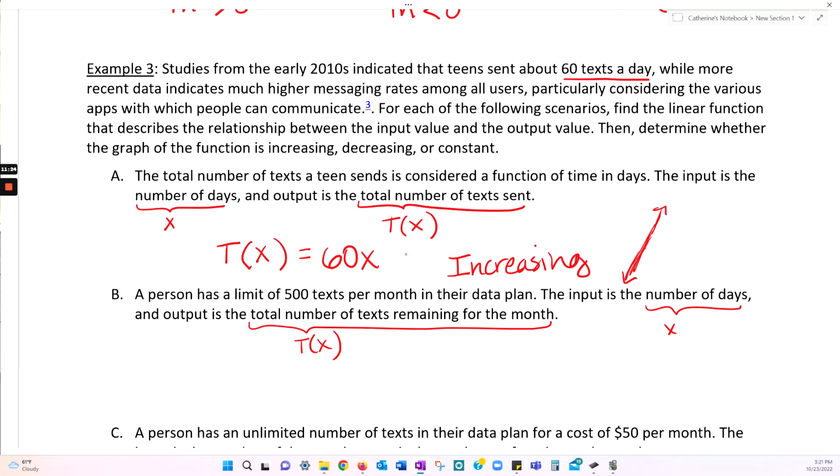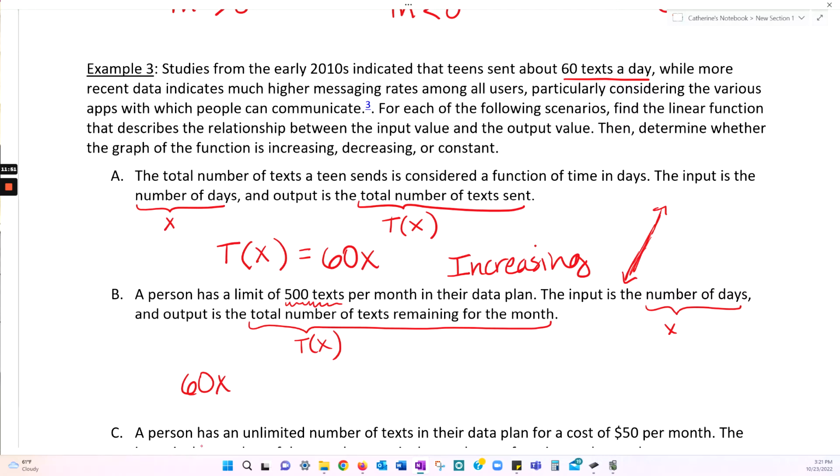So we're still assuming that our teen is sending 60 texts a day. So we're still working with 60 texts a day. So something to do with 60x somehow. But we've got to somehow work in this 500. We have a limit of 500 texts a month. I don't know what happens. Your phone just shuts down if you hit 500.